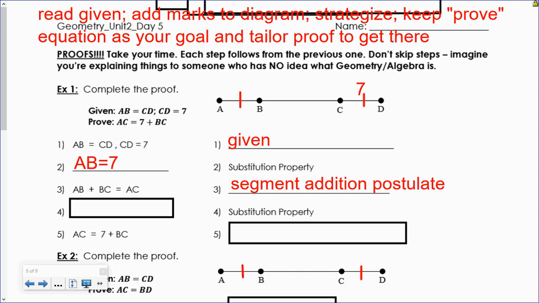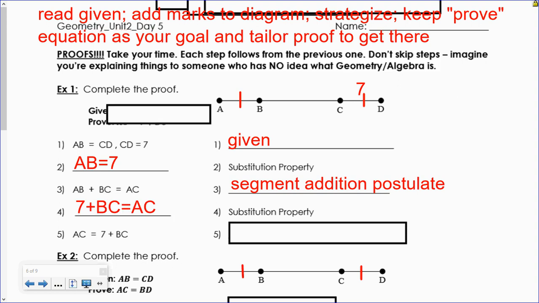Yeah, don't I know what AB is? You see AB here? Maybe I don't want to write AB itself anymore. What could I put instead of AB? 7. So I can adjust this equation using the previous steps. I can get it to look even closer to the proof statement by swapping out AB for 7, but the official name for that is substitution property.